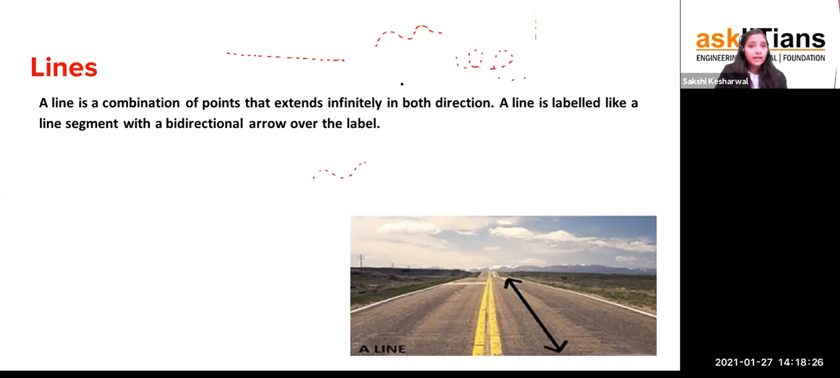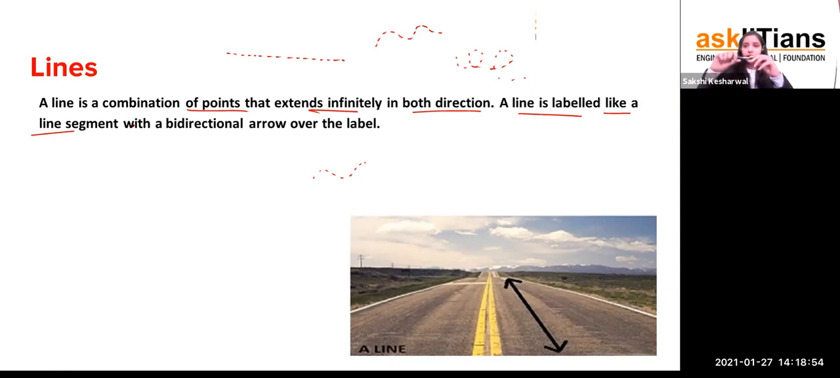But what is a line? A line is a combination of points that extend indefinitely, infinitely in both directions. A line is labeled like a line segment with a bidirectional arrow over the label. This is a tough definition. A line has only length, which extends endlessly in both directions.